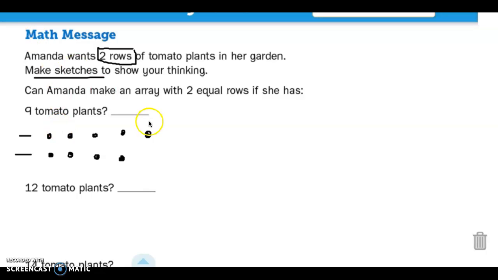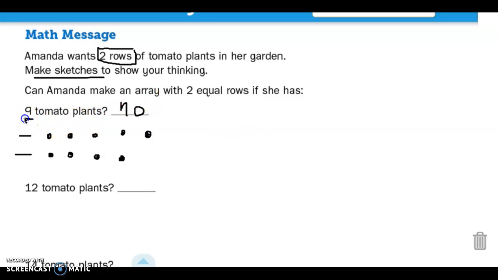So, can Amanda make arrays with 2 equal rows if she had to? Not if she has 9 tomato plants. No, she can't make 2 equal rows. If they were equal, they would all have the same number in them, but this has 1, 2, 3, 4, 5, and this one has 1, 2, 3, 4. That makes sense because 5 plus 4 equals 9. Nope, this one would not work.